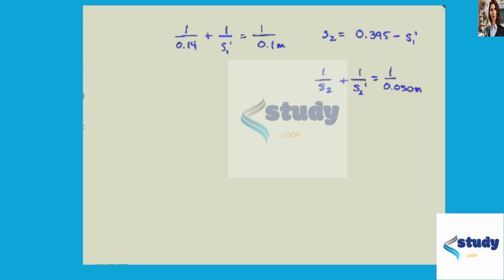In this problem, you are given several equations and asked to identify unknowns and describe what situation these numbers represent. So for the first one, it is an application of the thin lens equation, which is 1 over S1 plus 1 over S1 prime equals 1 over F.